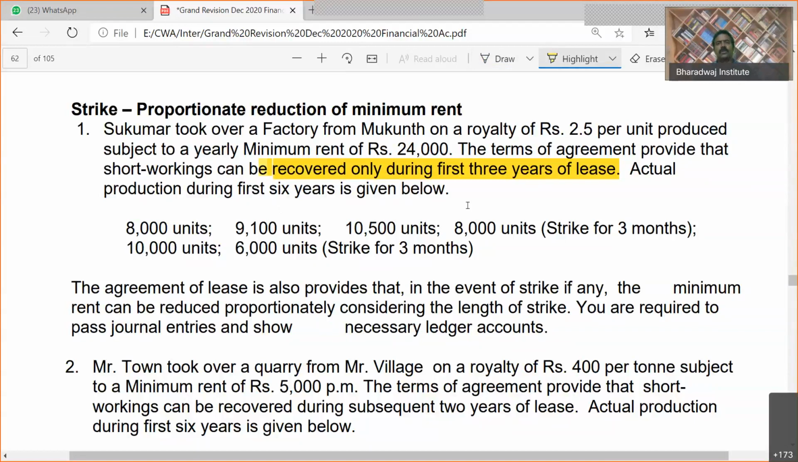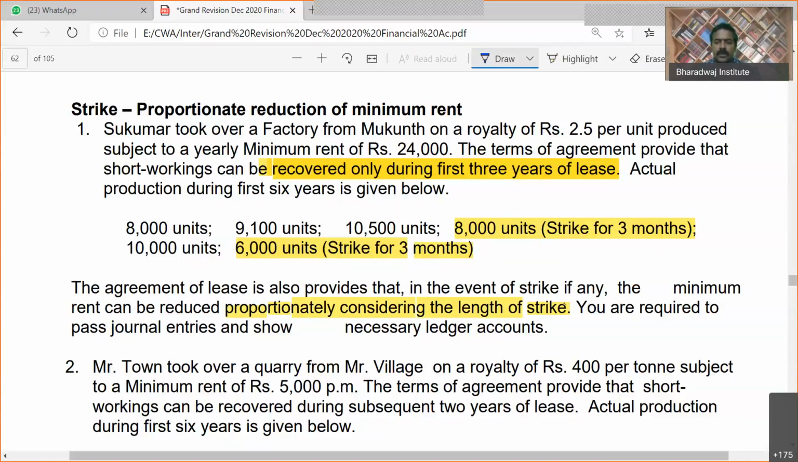Then actual production is given for 6 years: 8,000 units, 9,100 units, 10,100 units, 500 units, 8,000 units, and 6,000 units, and there's a strike for 3 months. The agreement also provides that in the event of strike, if any, minimum rent can be proportionately reduced considering the length of the strike.